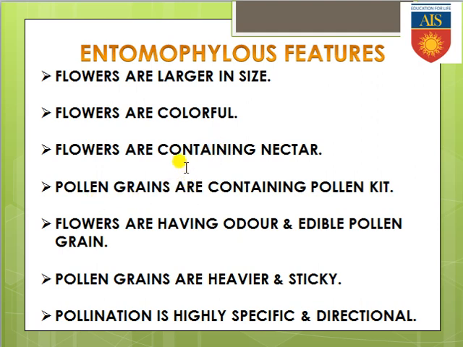Pollen grains also contain pollen kit. Pollen kit is that sticky substance which is present on the surface of the exine layer of the pollen grain, and due to the presence of this pollen kit only, the pollen grains can be attached to the body surface of the insects. So due to the presence of pollen kit, they can adhere to the outer body surface of the insect. Flowers also have odor, as well as edible pollen grain, and that is also for attracting the insects.